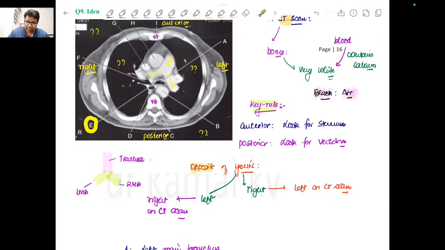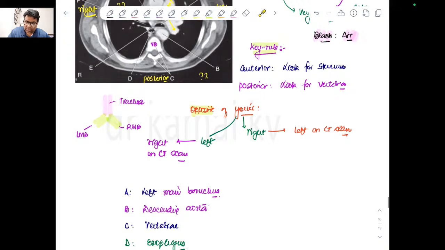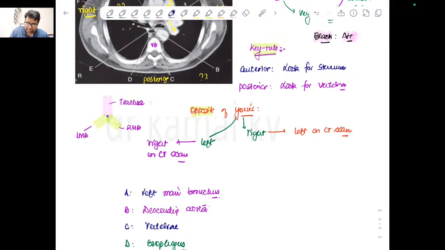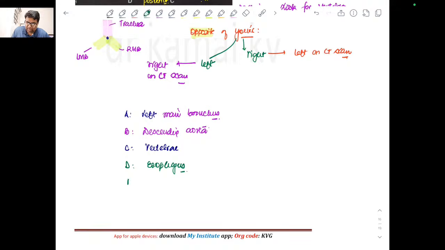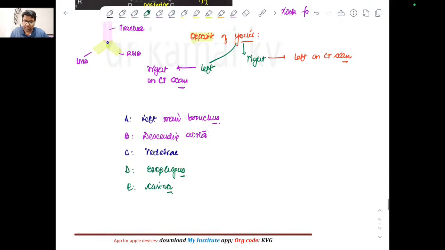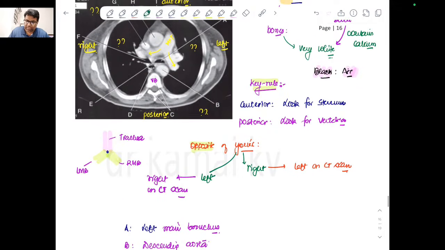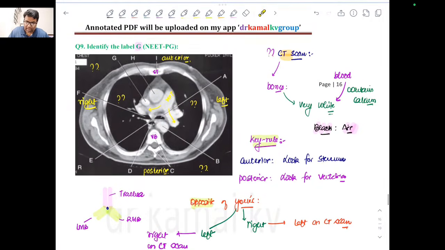Then what is E? Now if you see, this is landmark E, and E is present between the left main bronchus and the right main bronchus. So actually this is the area where the trachea divides into two main bronchi, and that area is known as carina. Right? Carina is the area where the trachea divides into two primary bronchi. That is E.